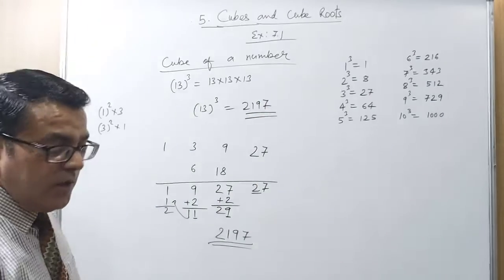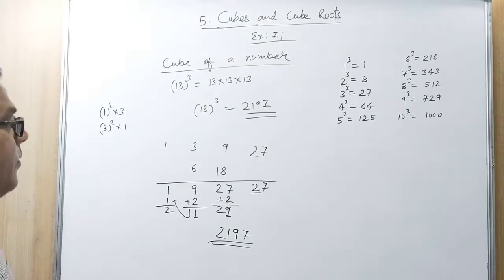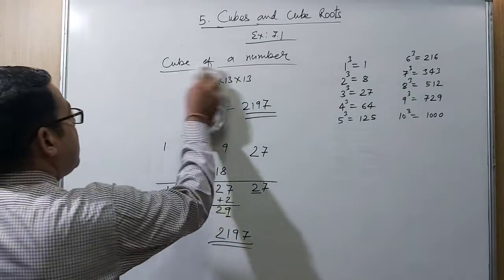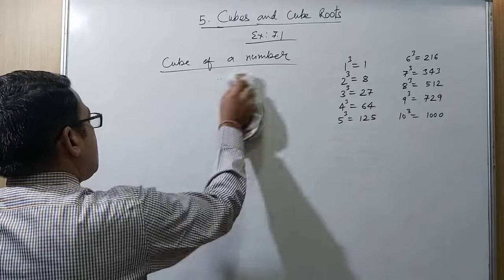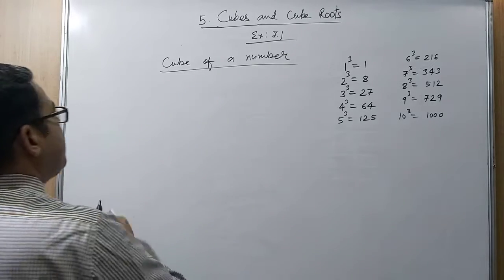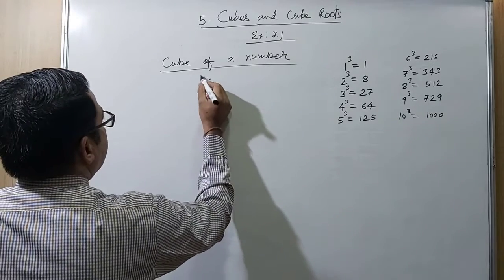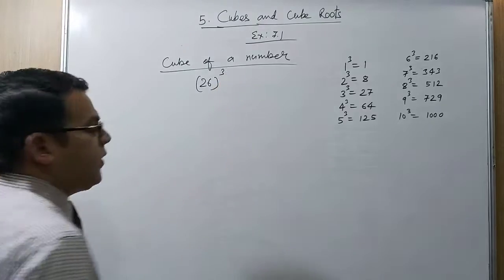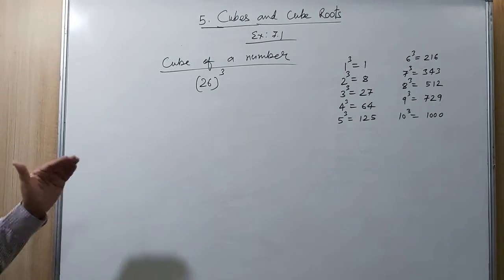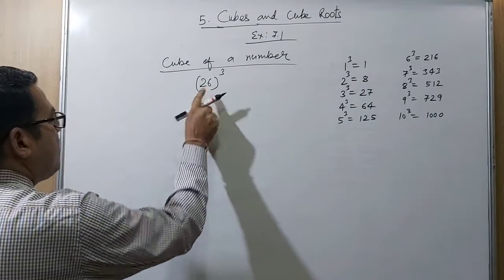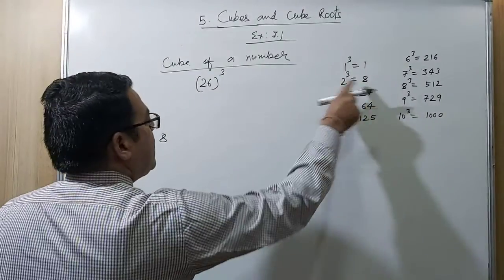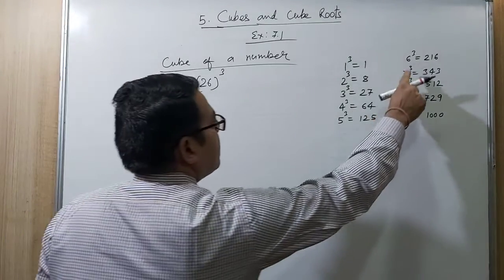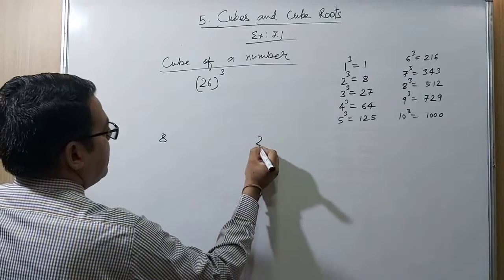Hope you understand. One more example I am taking here to make you understand clearly. So now I am going to find cube of 26. How we can find cube of 26 now? See, first find the cube of this 2. We know 8. You can see here. Cube of this 6, 216. Right here.